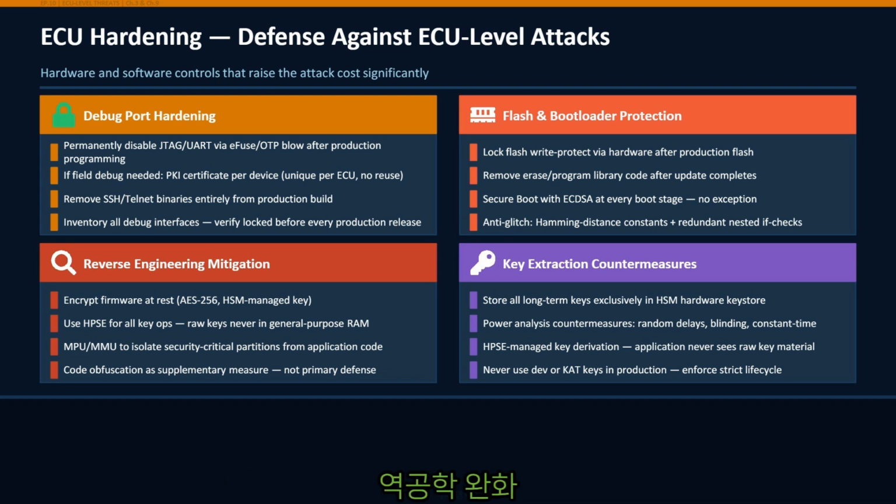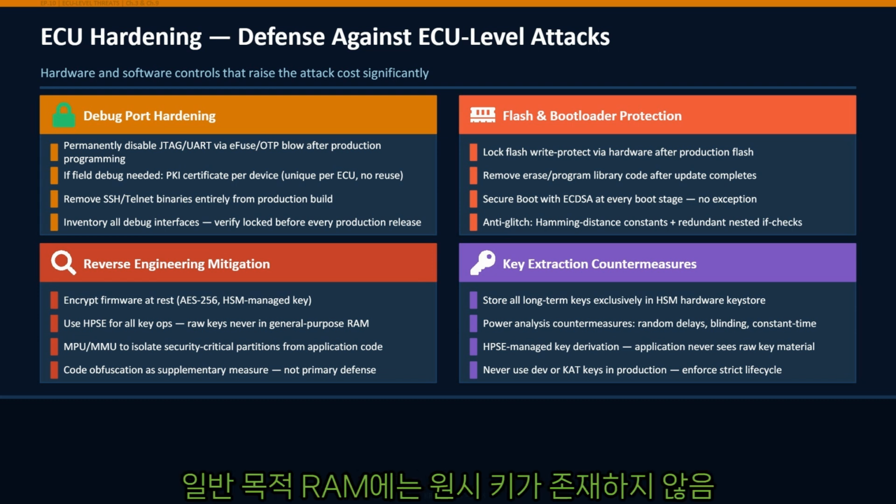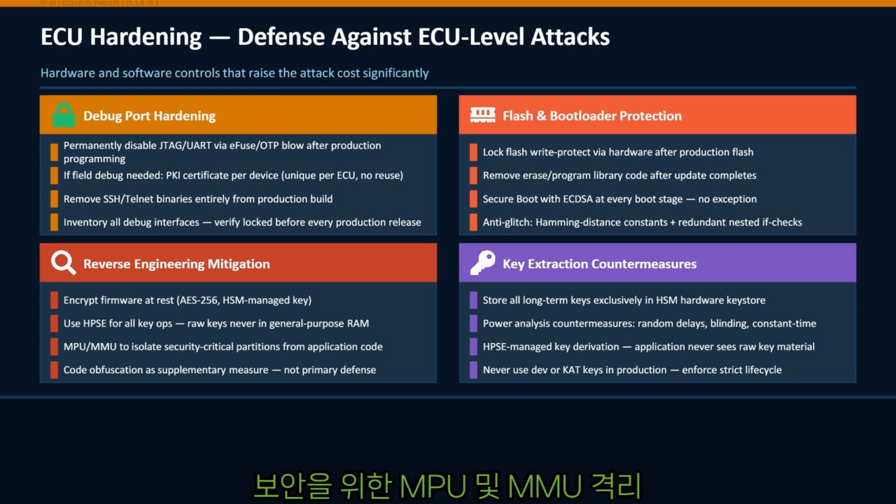Reverse engineering mitigation. Encrypt firmware at rest with AES-256 and an HSM-managed key. Use the HSE for all key operations. Raw keys never in general-purpose RAM. MPU and MMU isolation for security partitions. Key extraction countermeasures: all long-term keys in the HSM hardware key store exclusively.